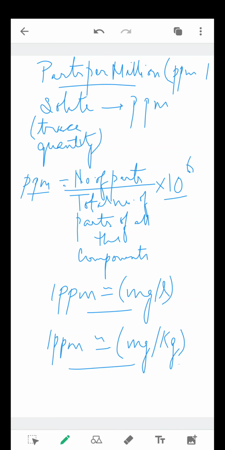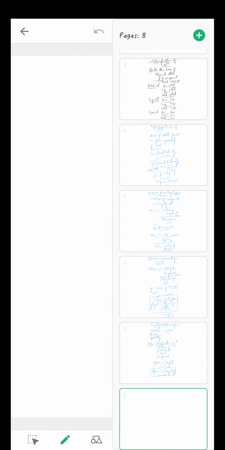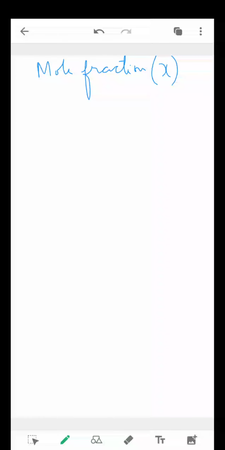Okay, so when gas is dissolved in water, it is expressed in milligram per kg or parts per million. Alright, now after that we have 3 more concentration terms left. The next one is mole fraction, denoted by zeta. Now what is mole fraction? Mole fraction is the ratio of number of moles of one component to the total number of moles of all the components present in the solution.